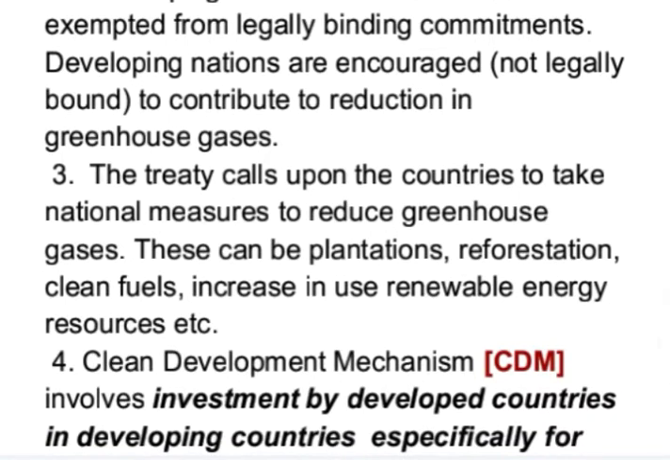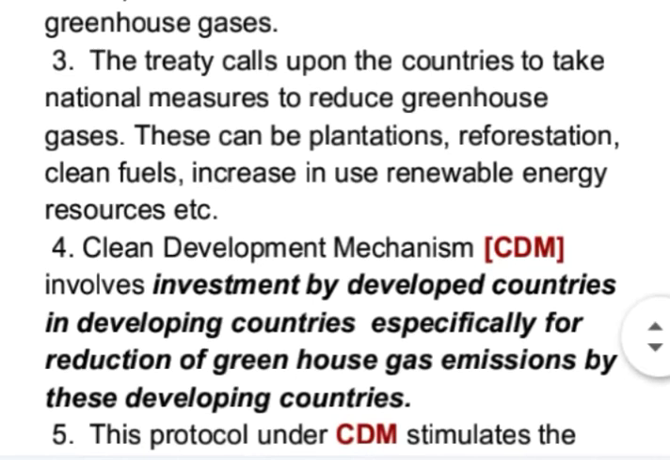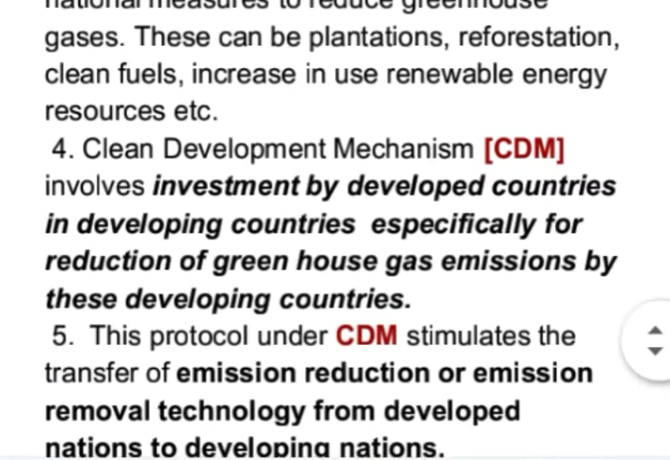The treaty calls upon the countries to take national measures to reduce greenhouse gases. These can be plantations, reforestation, use of clean fuels, increase in use of renewable energy sources, etc. Kyoto Protocol has two mechanisms. One is Clean Development Mechanism, also called CDM, and the other is JI. JI means joint implementation. Clean development mechanism involves investment by developed countries in developing countries, especially for reduction of greenhouse gas emission by these developing countries.